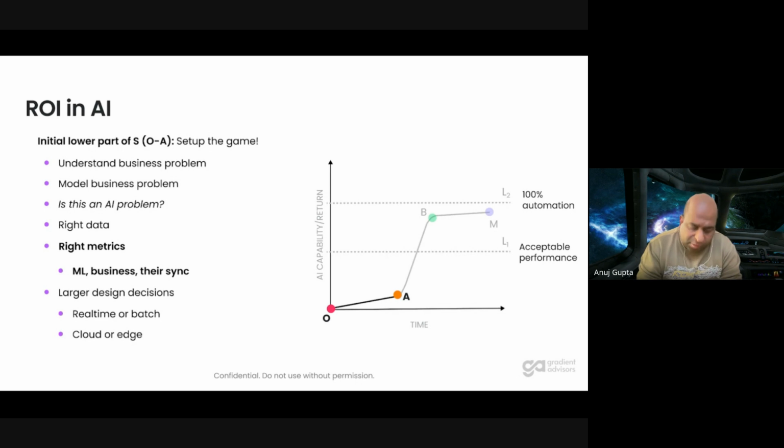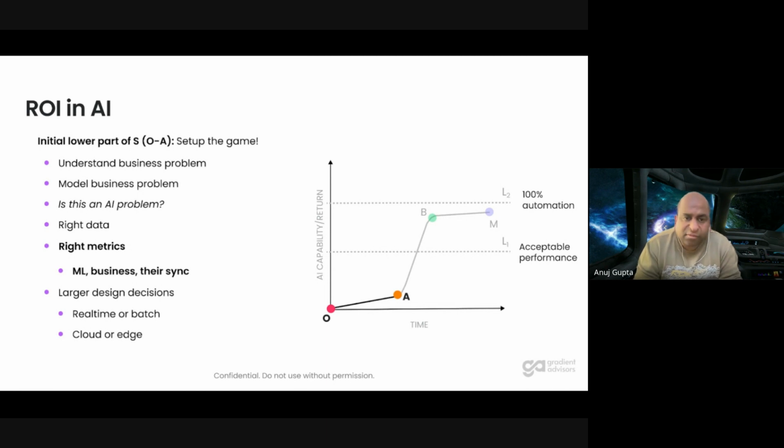Now imagine you have been able to figure out, okay, we have been able to define the problem statement. We have also been able to figure out, hey, this problem is the right problem for AI as a line of attack. You need to start looking at what kind of data is needed to solve the problem.